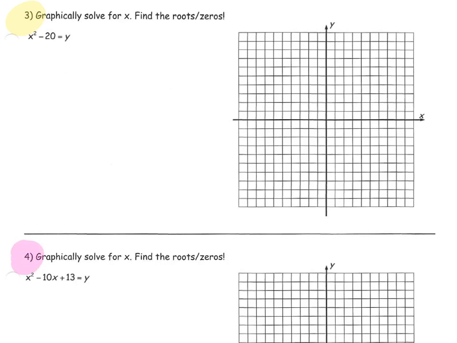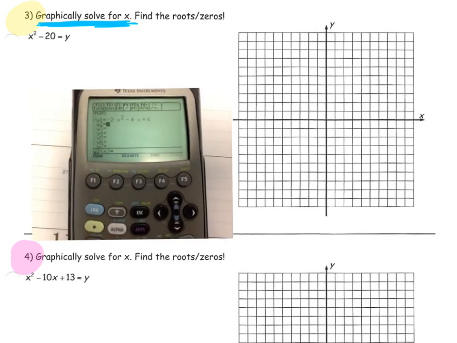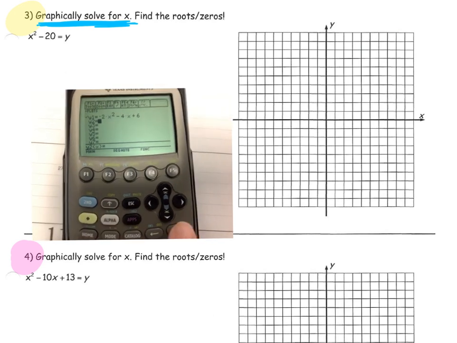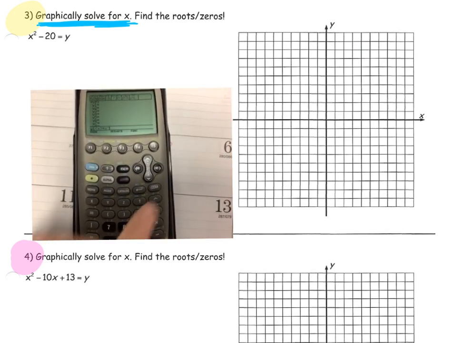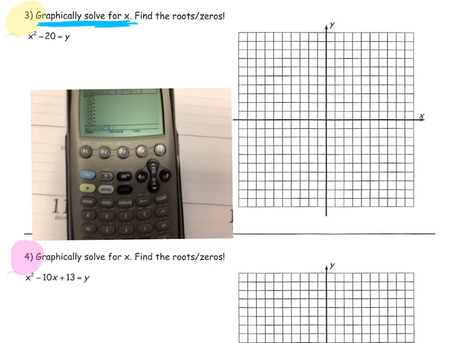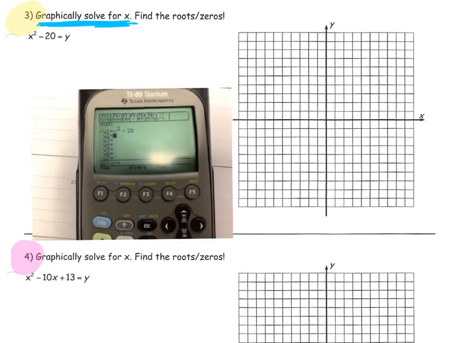All right, so for question 3, well, it says solve for this algebraically, graphically, so let's just plug this into the calculator. All right, so here's my calculator. I'm going to diamond F1, get back to y equals. I'm going to type in x squared minus 20, click enter, and I want the table of values.